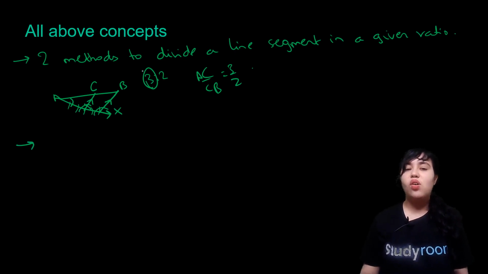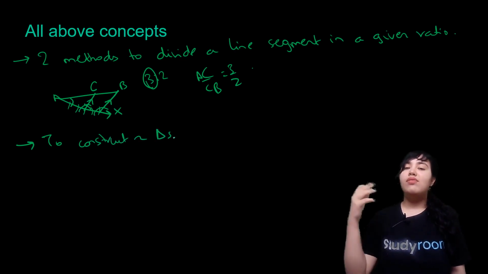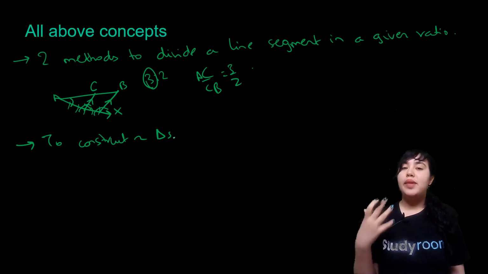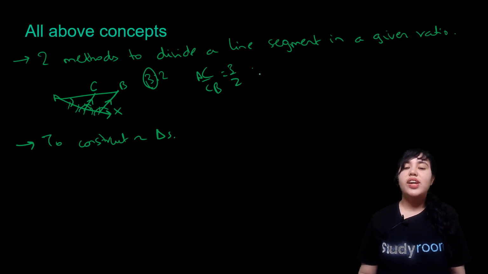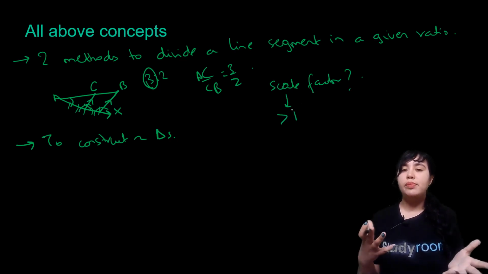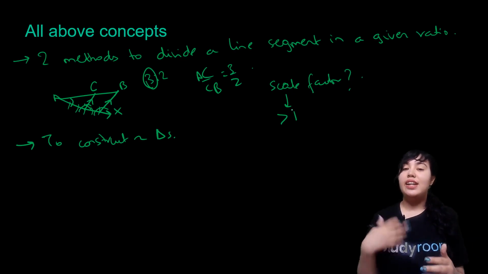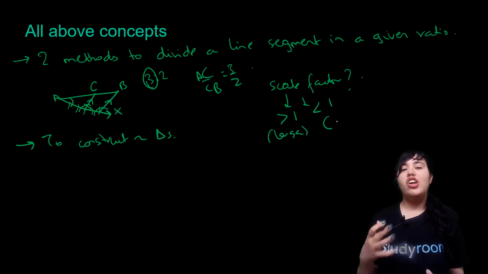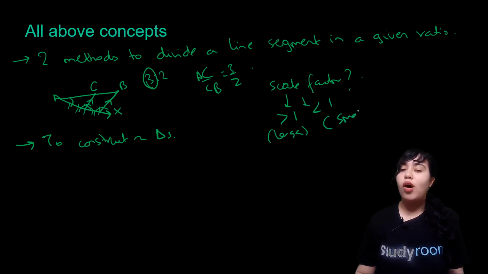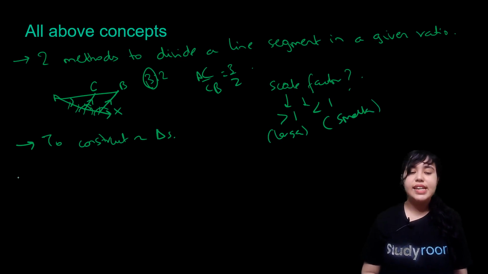Then we made use of this knowledge to construct similar triangles. And by looking at the scale factor which is given to us in the question, we could make out if the given triangle would be larger or smaller than the triangle that we're going to construct. So quickly tell me, what do we mean by a scale factor? It is the ratio of corresponding sides of similar triangles. So what if it is greater than 1? Then your constructed triangle would be larger than the given triangle. And what if the scale factor is less than 1? Then your constructed triangle would be smaller than the given triangle. We discussed both these cases through examples.